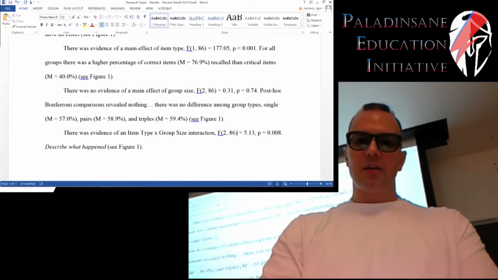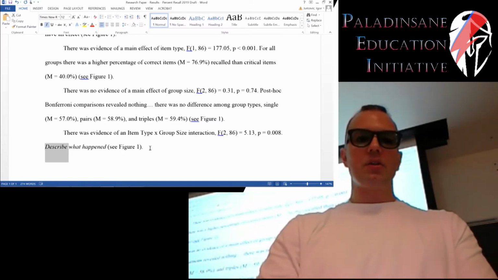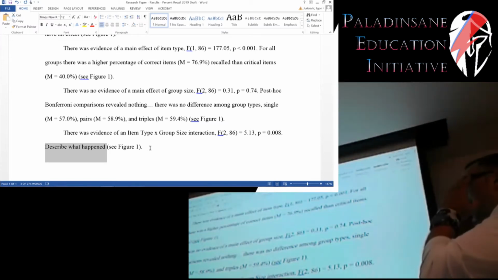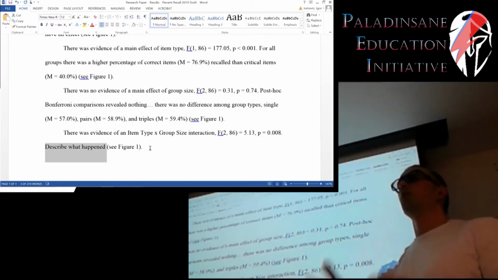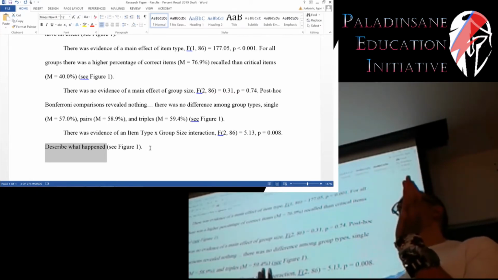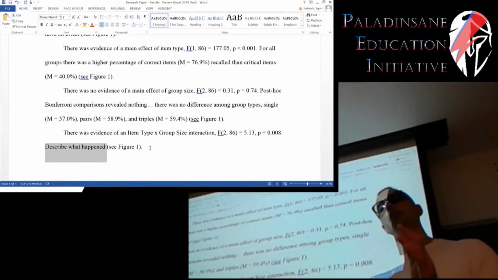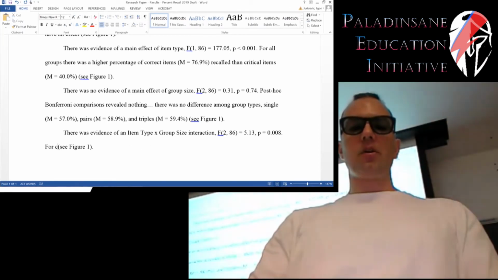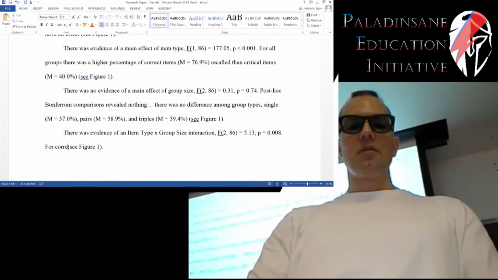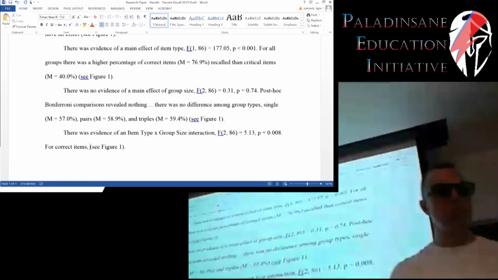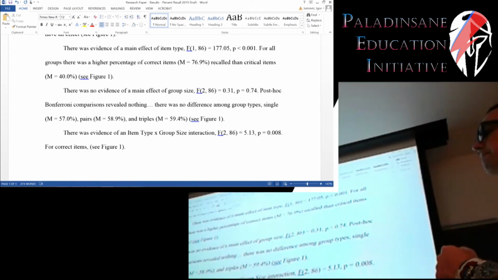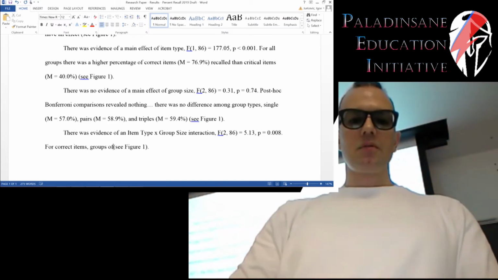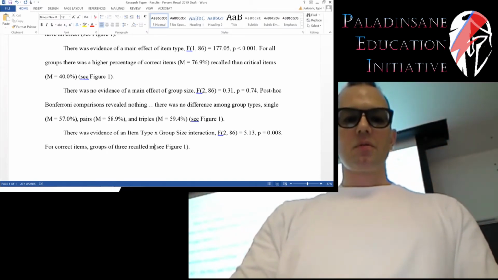Nicely done. All right, and then we need to describe what happened. And once again, for an interaction, the best way to describe it is to choose one level of a variable and describe what happened for that, and then do the next level and describe what happened for that. So we can do that with the item types. So for correct items, what happened for correct items? Groups of three recall more correct items than pairs, who recall more correct items than singles.